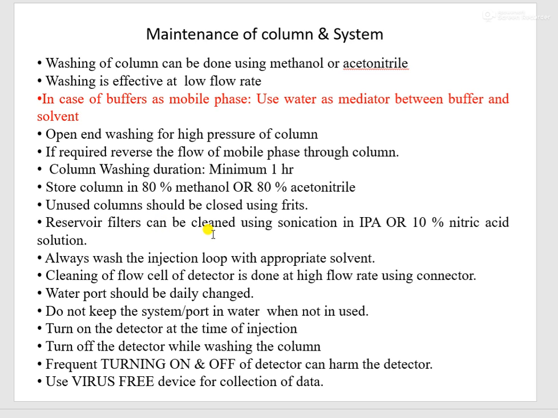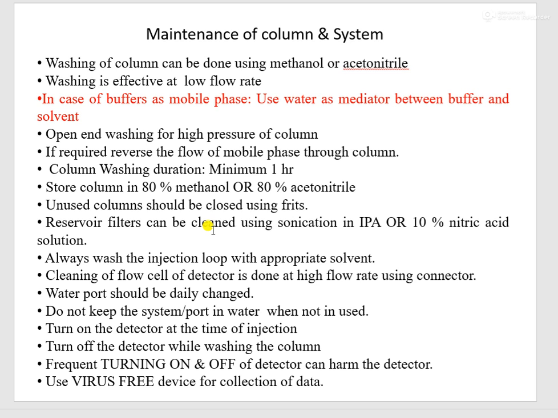Reservoir filters can be cleaned using sonication in IPA or 10% nitric acid solution. Reservoir filters means the bottles into which we are placing our mobile phase, they will have filters, so that no impurity can enter the system. So if these filters are clogged, you can sonicate in IPA or 10% nitric acid. Then you can wash it with methanol, and then you can reuse it.